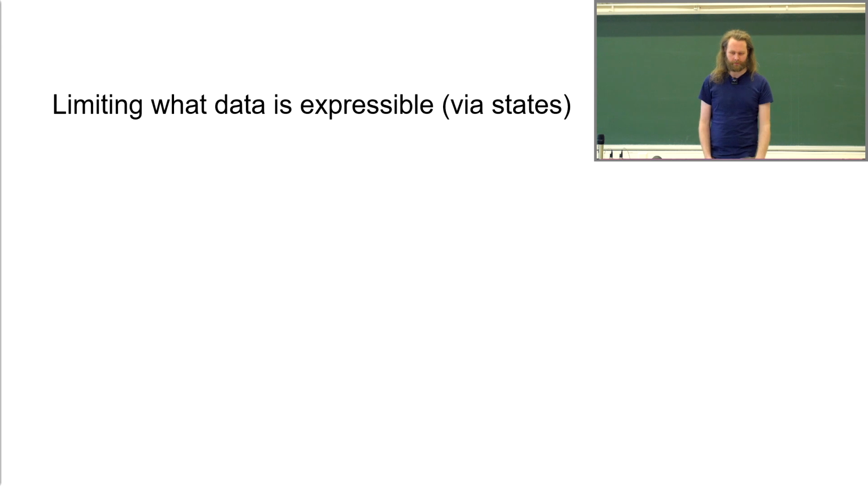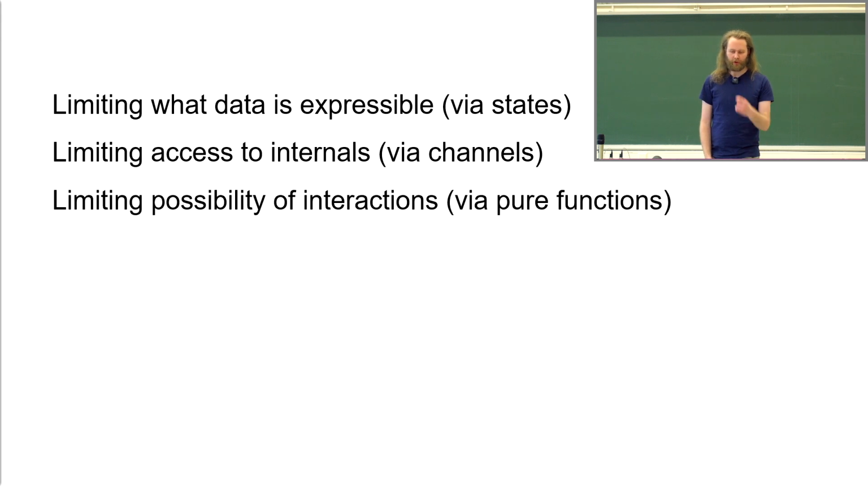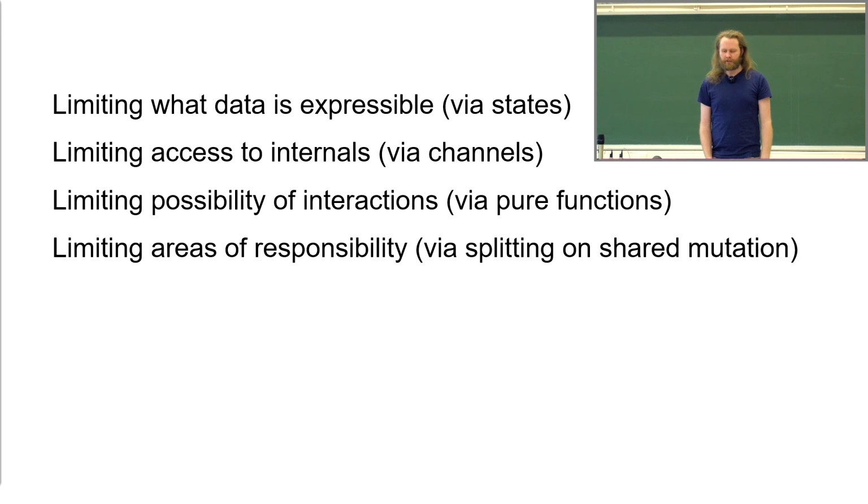What we've been doing are kind of our guiding star. We've been limiting what data is expressible. That's what the state machine did. We've been limiting access to internals. That's why we use channels instead of object references. We've been limiting the possibility of interactions, right? So we're isolating what the kinetic part of our program, what it actually does, from what it could be doing. So we're trying to limit the possible interactions to the only ones that are actually real. We've been limiting areas of responsibility so that we divide the program into unique sets of responsibilities so we can focus our attention on one thing at a time and make sure that it's right. Are we seeing a pattern here?